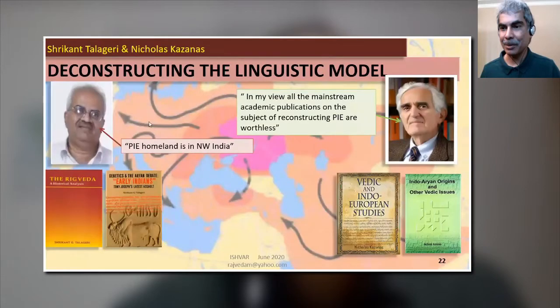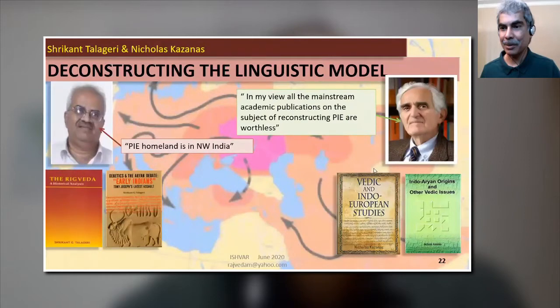Two thought leaders over here. One of them is Srikant Talageri. Other one is Nicholas Kazanas. These are the books they've written. I'm not going to go into their arguments. But the bottom line is, Srikant Talageri ji comes and says, the Proto-Indo-European homeland has to be in Northwest India. Only then it makes sense. It does not make sense that it is in Central Asia. He gives very, very strong reasons and arguments which are logical and rational. Please read his book, Rig Veda, where you can see more of those details.